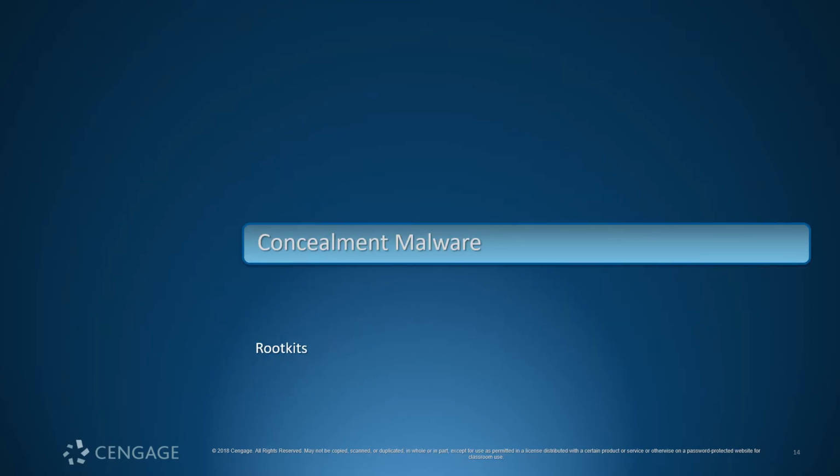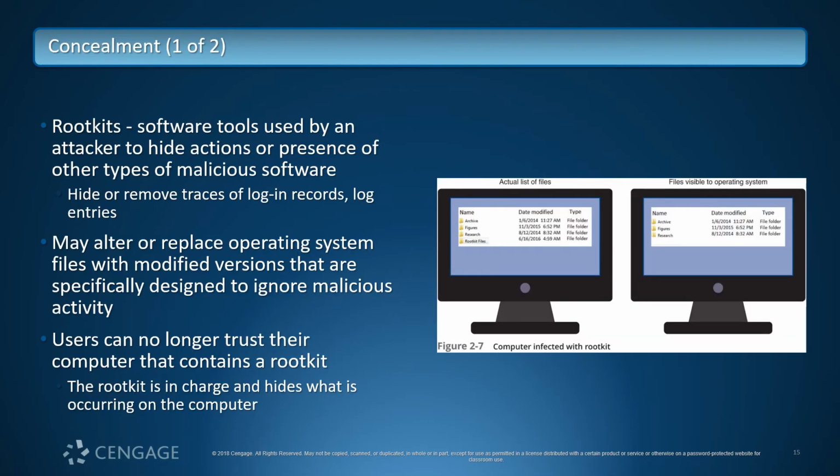Concealment malware. Rootkits, I just mentioned a second ago. Rootkits are software tools used by an attacker to hide the actions or presence of other types of malicious software. So this can hide or remove traces of login records for users, or log entries of changes to files or modifications, things like that. It may also alter or replace operating system files with modified versions that are specifically designed to ignore malicious activity. So this may add keys to your registry, this may change your startup sequence, things like that.